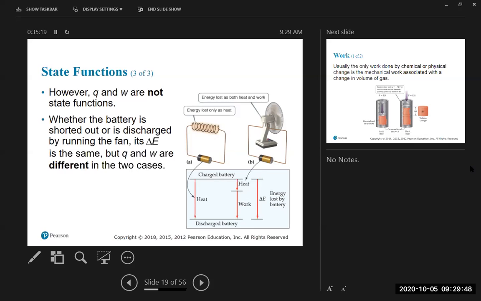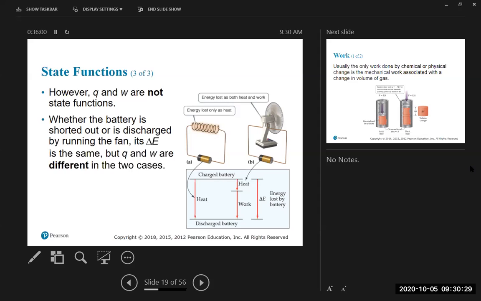The one with the fan, to power that fan, you're going to have some actual work done because the fan's going to be turning, right? So that's work being done. And then it's also going to be giving off a little bit of heat too. You'll feel some heat around the motor of the fan. So in that case, that discharging of the battery has a heat component and a work component. On the left, we just had a heat component. So the paths each of those took were different. One was strictly heat, one was heat and work. But where you got to is the same.